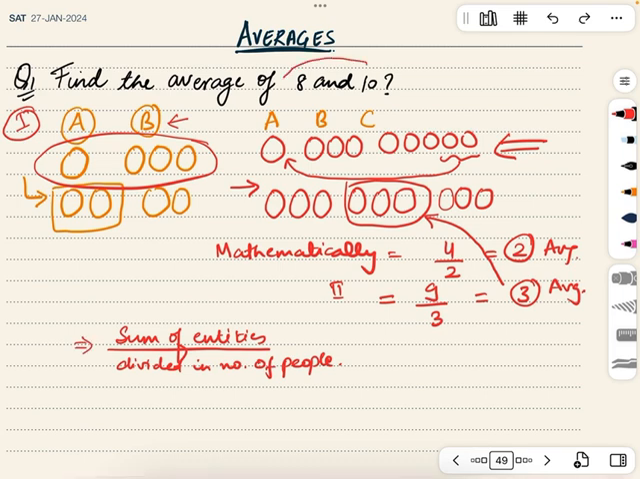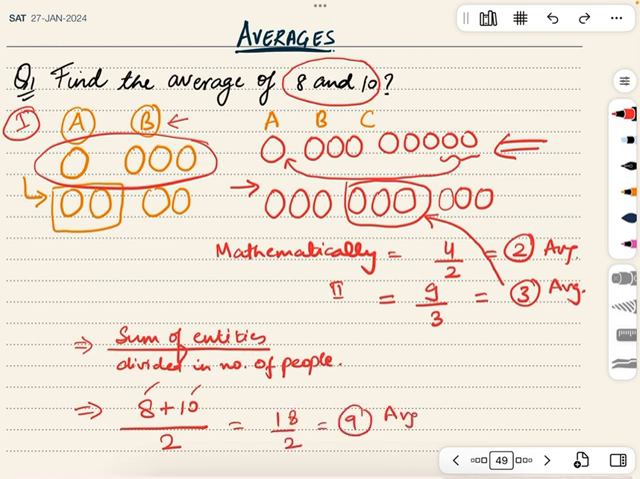So if I have to find the average of 8 and 10, I am going to first write down the sum of 8 and 10, and then I have to figure out how many numbers there are. There are two numbers, 8 and 10. So divided by 2. 18 divided by 2 is 9. 9 is hence the average. Let me know if you understand. If there's any problem, please put it in the comment box below.